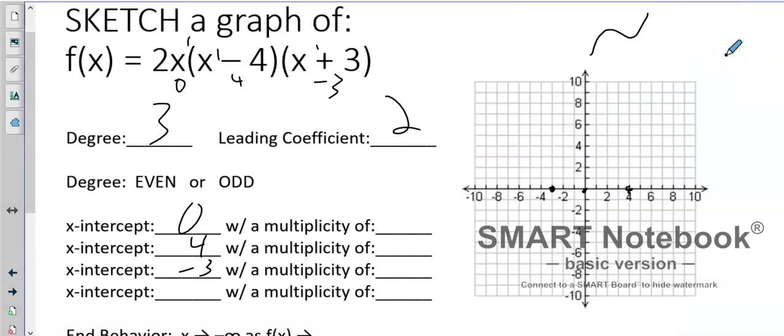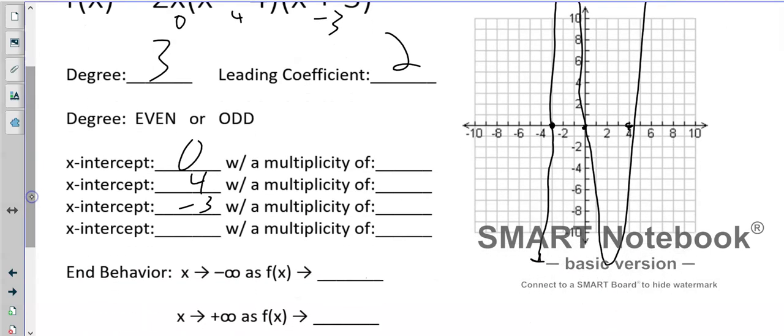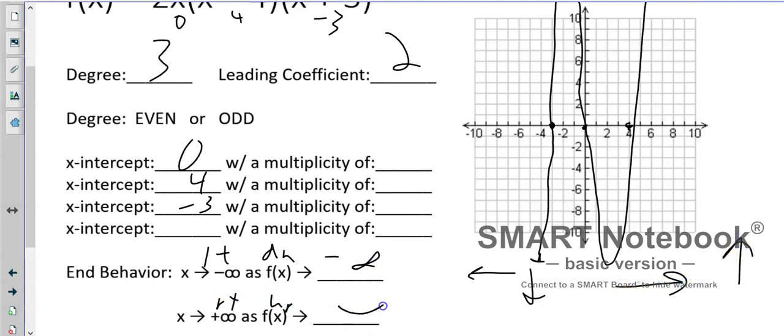All right, so it starts down here, going this way. It's going to come up through the 2, off the chart, hit the 0 here, off the chart, come back up through the 4. Do your best. That's good enough. Now, what's happening on in behavior? Well, as it's going left, this way, it's going down towards negative infinity. And as it's going right, it's going up. So right, up, positive infinity.